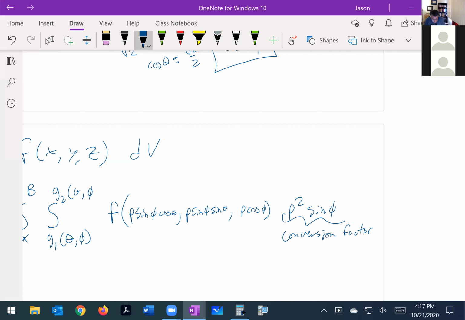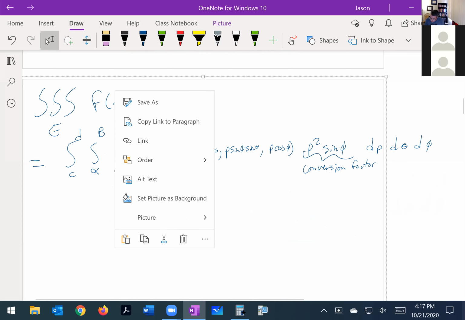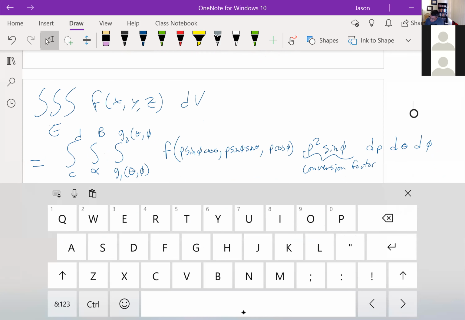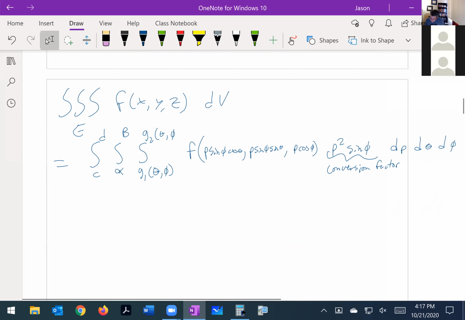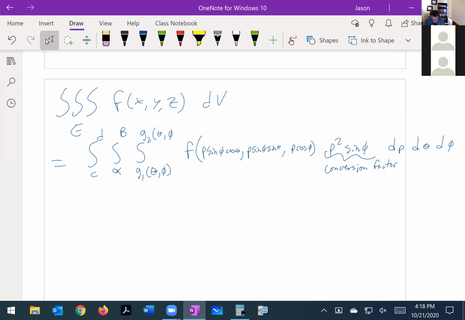And that's going to be d rho d theta d phi, and I keep that in that order for these problems. But don't forget your conversion factor here. Think of it as r squared sine phi, but in this case, r is rho.